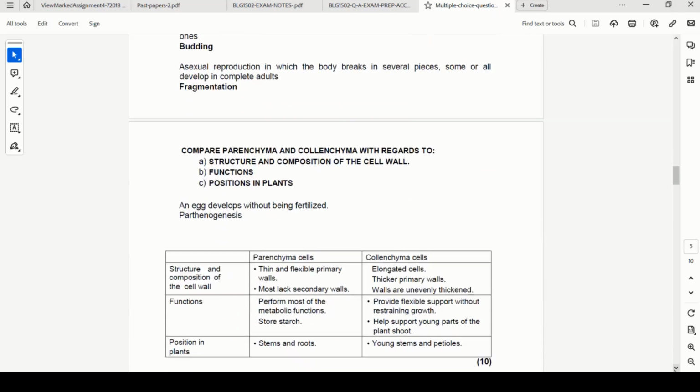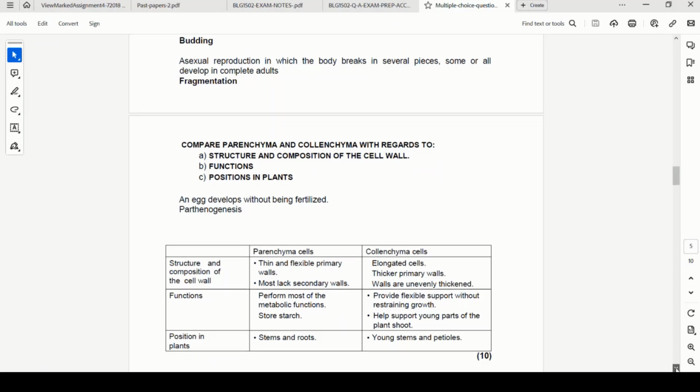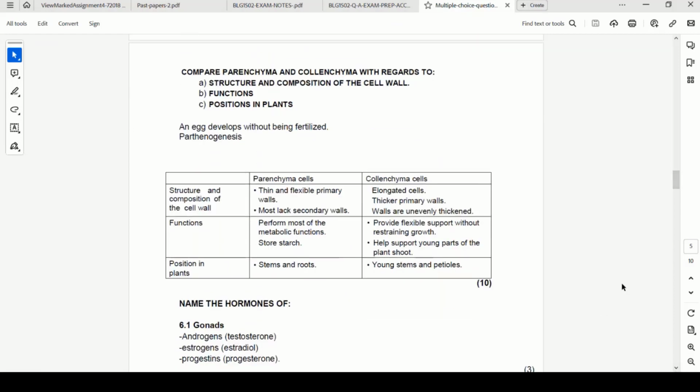And the other questions, although they may not be in the form of saying draw a table or tabulate in such a format and explain, but these are the kind of questions that he can bring, and you might actually have to know this in terms that he can just bring a structure, and you're going to have to say the ones which belong to collenchyma and the ones which belong to parenchyma. So in this one here, you are comparing the parenchyma and collenchyma with regards to structure, composition of the cell wall, functions, and position in plants. So a lot of questions, like we were seeing in BLG1501 earlier on when we were doing the multiple choice questions. I really need you to know the structure and outcomes of whatever you're talking about, and the functions of some organelles.